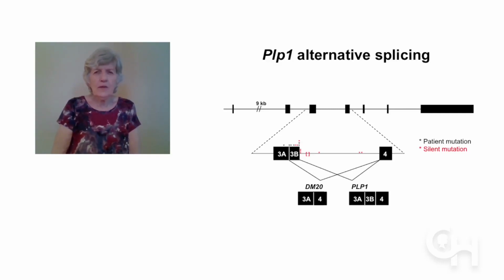And if so, maybe these patients had disease because they have abnormal levels of the alternatively spliced forms, rather than because of making a mutant protein.